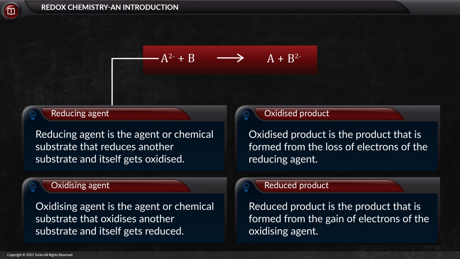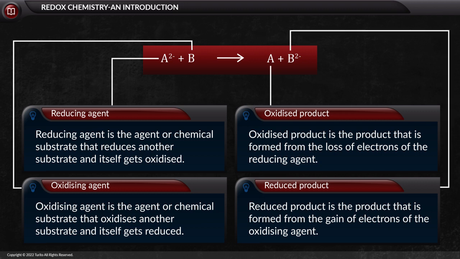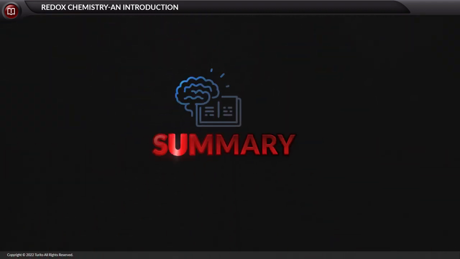A2- is the reducing agent. B is the oxidizing agent. A is the oxidized product. B2- is the reduced product. Let us summarize.